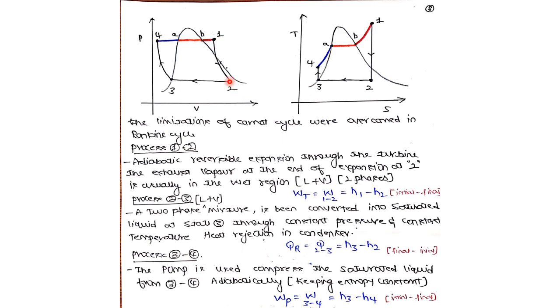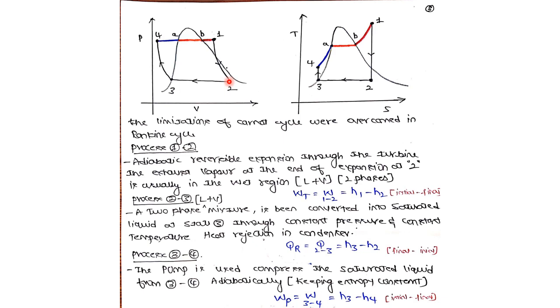That means it has some amount of dryness fraction. It is not on the saturated vapor line, nor is it in the vapor region. So it is completely within the wet region. That means it is a mixture of liquid plus vapor. It has some dryness fraction. So state 2 is always in the wet region.